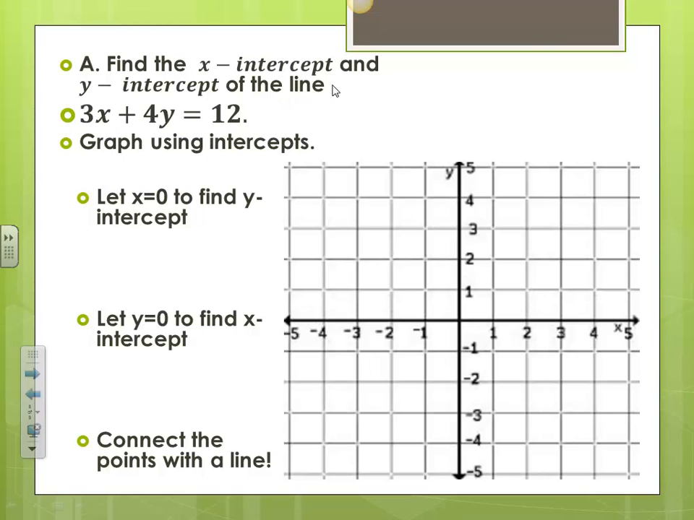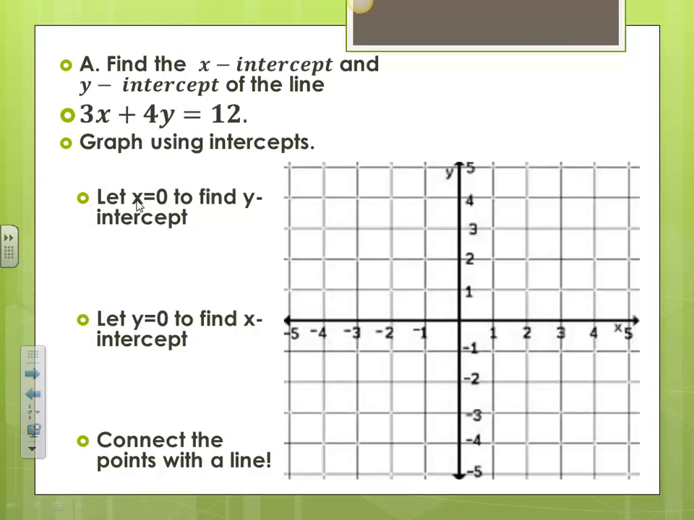All right. Now we're going to find the x-intercept and the y-intercept of the line. The equation is 3x plus 4y equals 12. We have to graph this after we find the x and the y-intercept. So how are we going to do that? Well, let's find the y-intercept.